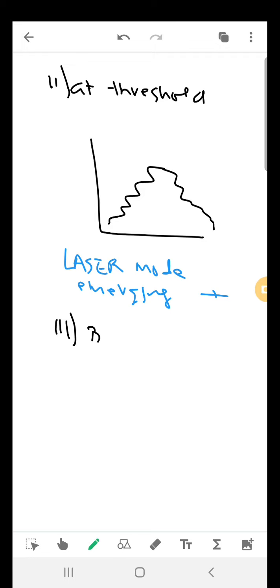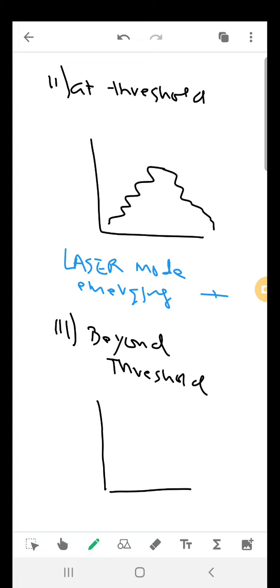And the last stage, beyond threshold, means total lasing action has been attained and there are no losses involved. It simply will show a peak like this. So this is where the lasing action is dominant over the losses. So these are the three types of output intensity with frequency for a laser diode.